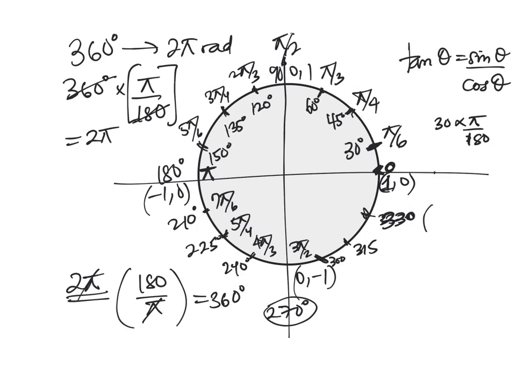The radians would be 11 pi over 6, then 7 pi over 4, and 5 pi over 3. So now we've described the different angle measures. Then we can look at what is sine 45 and what is cosine 45. Let's look at this one over here.